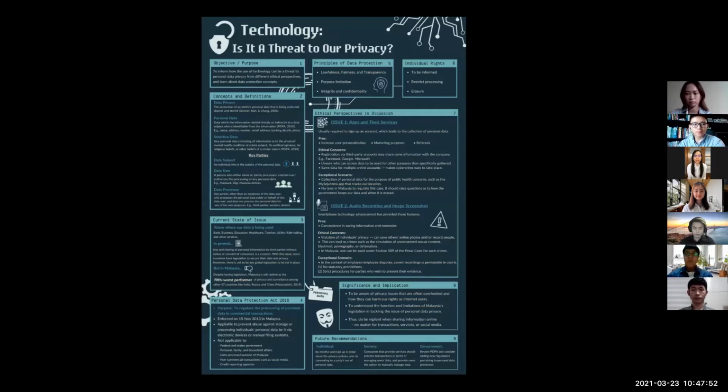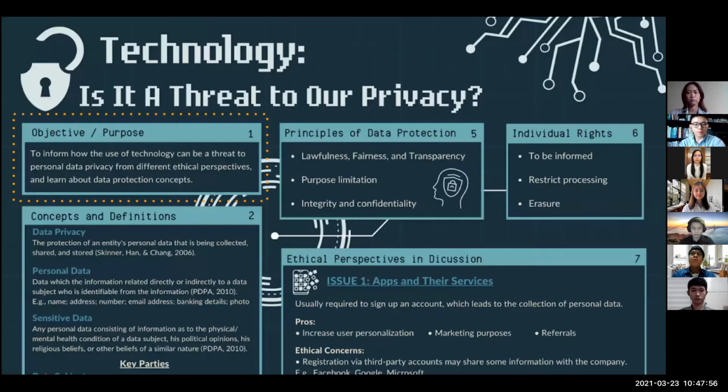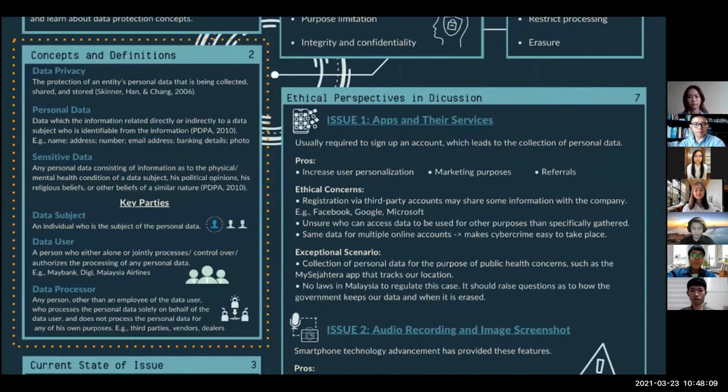Technology as a Threat to Privacy. The objective of our poster is to inform how the use of technology can be a threat to personal data privacy from different ethical perspectives, and learn about various data protection concepts. Now, I will move on to the concepts and definitions.